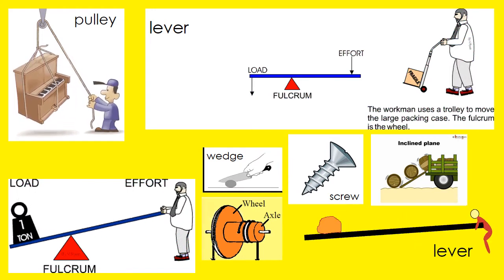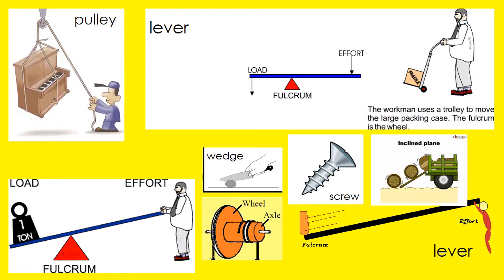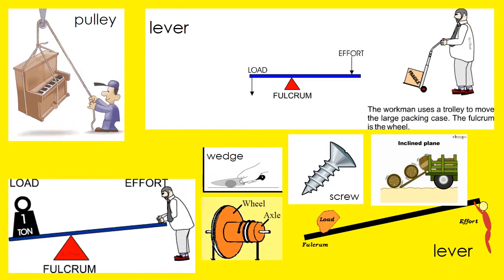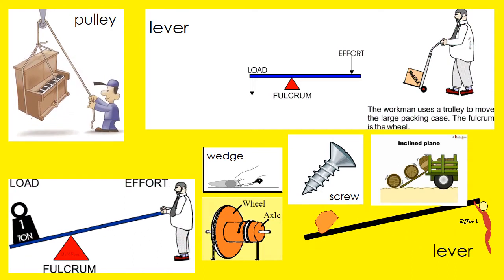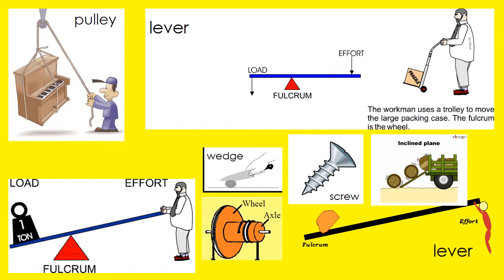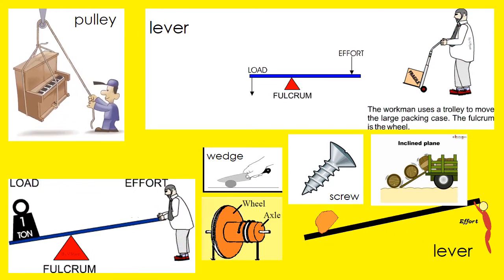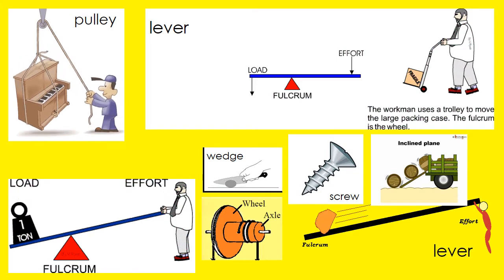What's the name of this machine? Inclined plane. Say inclined plane. One more time. Inclined plane. And here you can see this is what? A wheel. The wheel is on a gate.